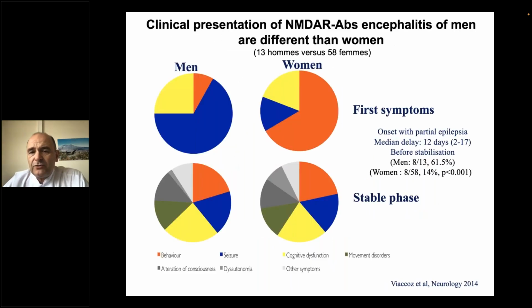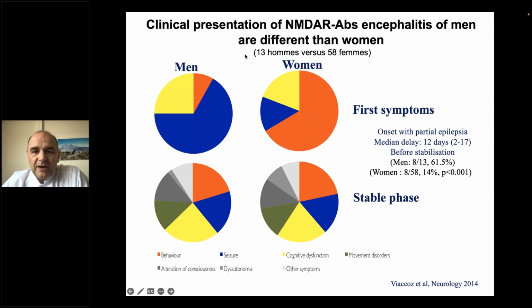It's the same for the first symptoms in men with NMDA receptor encephalitis. It is very rare. Adult men are less than 5% of the total of the patients with NMDA receptor encephalitis, because in children, it's 50-50 between boys and girls. But after puberty, it's mainly women who develop NMDA receptor encephalitis rather than men.